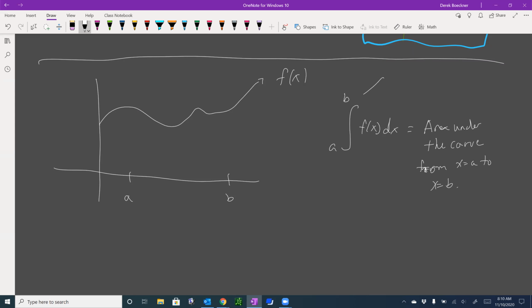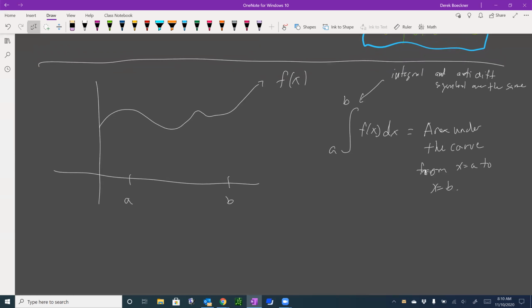And it's not a coincidence that this is the same as the anti-differentiation symbol, right? The integral and the anti-differentiation symbol are the same thing. This one's called a definite integral because it goes from two specific endpoints. If I don't have endpoints on there, it's called the indefinite integral. But there's a relation between the two, which is the fundamental theorem of calculus.